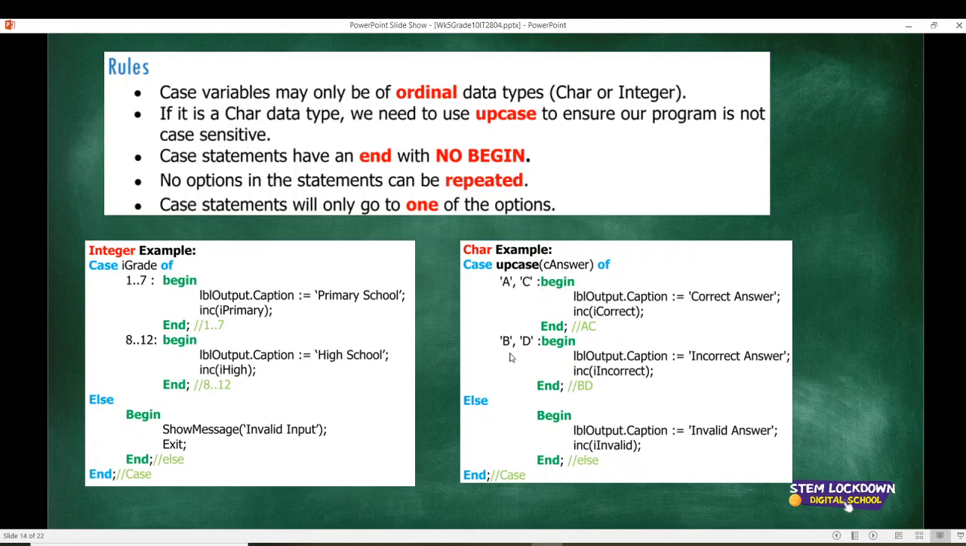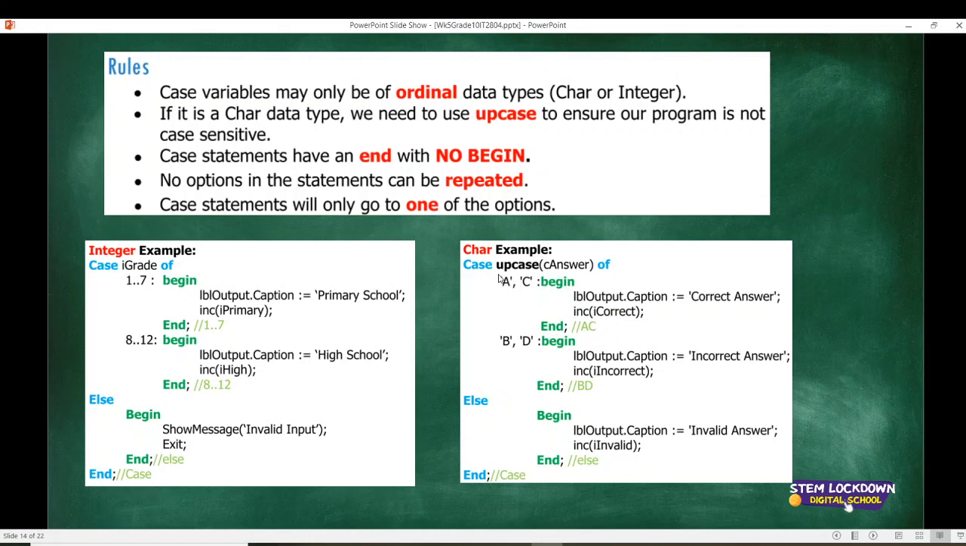If the C answer is B or D, then we output incorrect answer and we increment how many incorrect answers you've got so far. And then the case statement also has an else. So if it's anything other than A, B, C, or D, it's going to output invalid answer and it's going to increment the number of invalid answers. So this case statement will only either give you a correct answer or an incorrect answer if you entered A, B, C, or D. Anything else, it's going to go invalid, and we increment the counter for invalid. Okay.